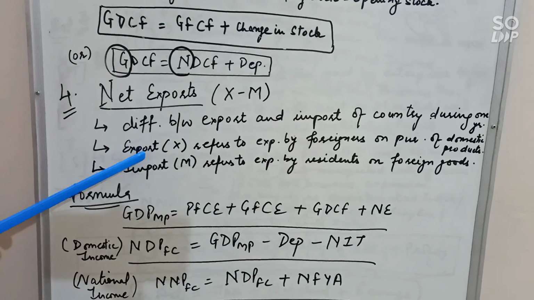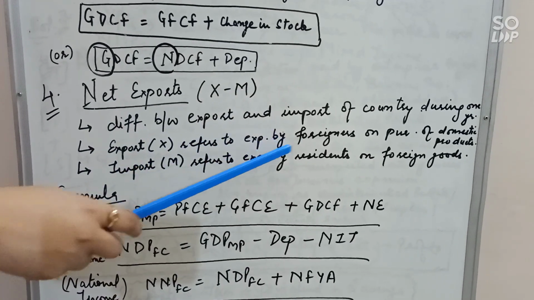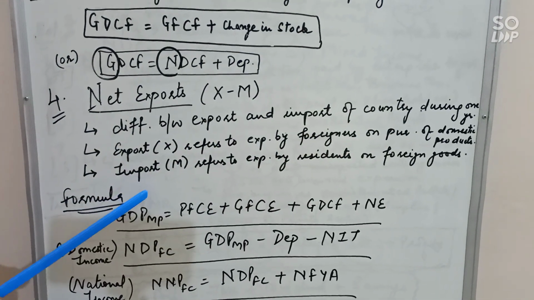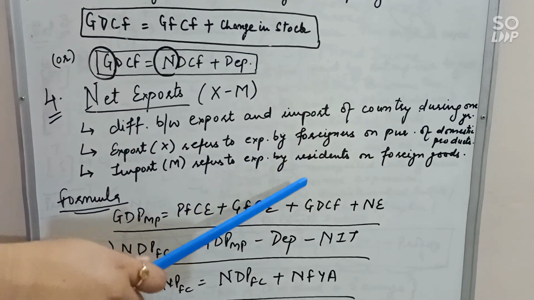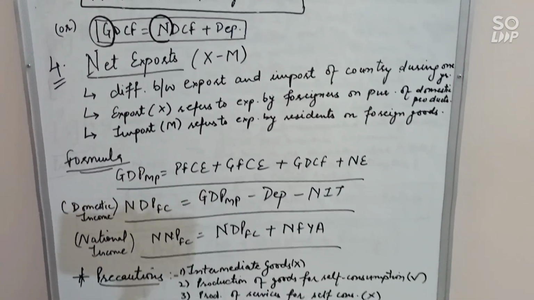Now you will write the meaning of export. Export, the symbol is X. It refers to the expenditure by the foreigners on the purchase of domestic product. And what do you mean by import? It refers to the expenditure by the residents on foreign goods. Clear? So we will write this in the theory portion.